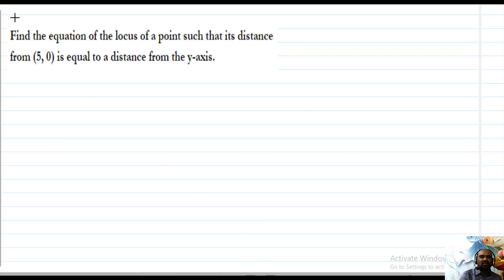Okay students, another problem, example 2. Find the equation of the locus of a point such that its distance from (5, 0) is equal to the distance from the y-axis. Listen, this is the x-axis and this is the y-axis. (5, 0), already you know that is a point on the x-axis, that is not a big problem.